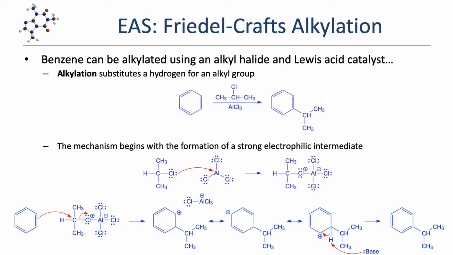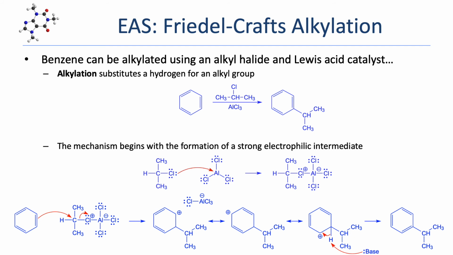The next EAS reaction is the Friedel-Crafts alkylation, which substitutes a hydrogen atom on a benzene ring with an alkyl group. As you can see from the example, the reaction requires an alkyl halide and a Lewis acid catalyst such as aluminum chloride. One hydrogen on the benzene ring is replaced with the alkyl group attached to the halogen.